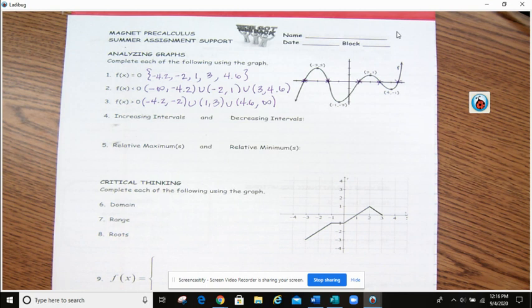Okay, so those are the questions that use x-intercepts for this curve. The next 2 questions are going to use the turning points, okay?